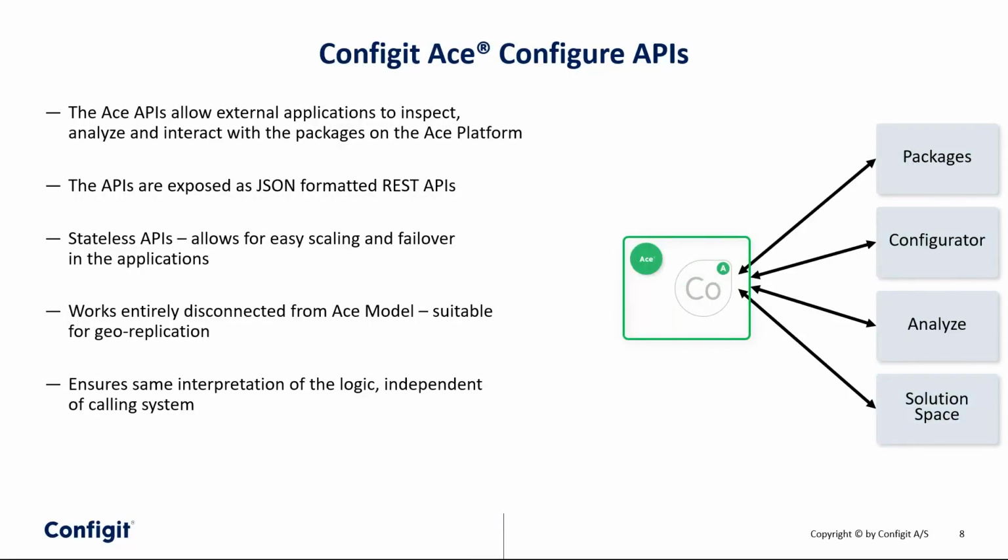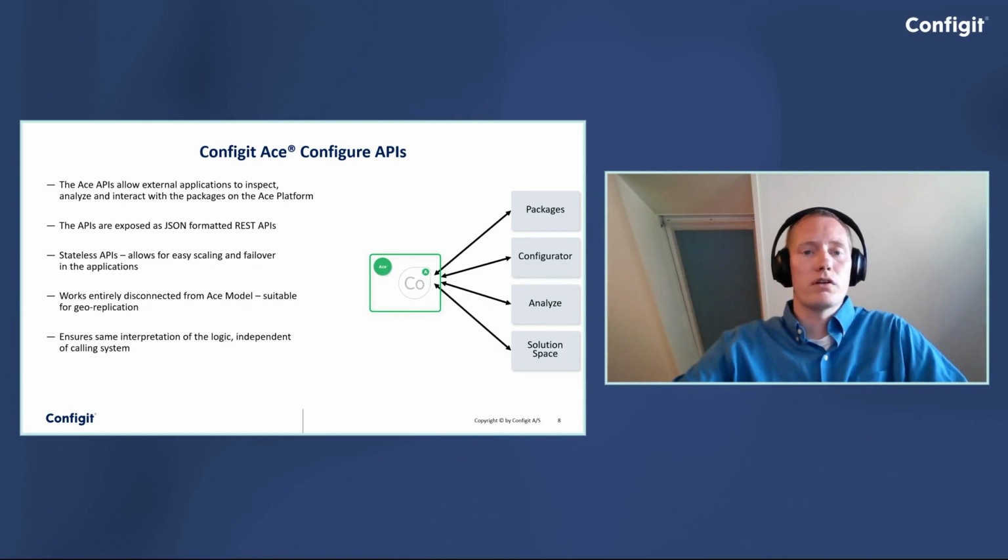The APIs themselves are exposed as JSON formatted REST APIs, and that really means that you can use them in any application that you're working with. Besides that, they're stateless, and that allows you to very easily scale your application. You can have multiple ACE Configure instances running to make sure that you give the best possible response times to your users. But it also means that you're guaranteed failover security, because you can have multiple ACE platforms. And it doesn't matter if you hit one ACE platform for one request and another in the next one.